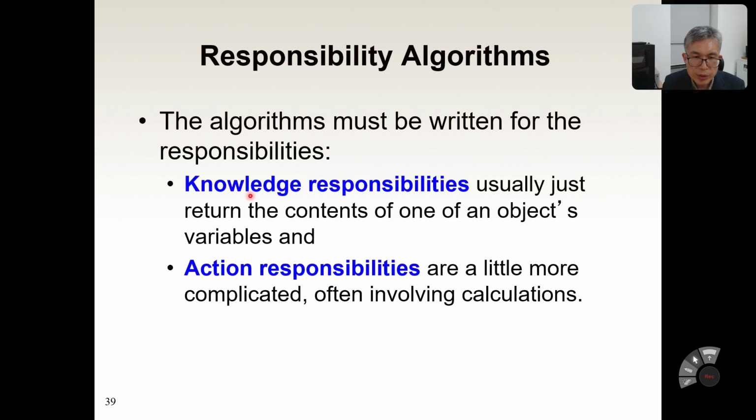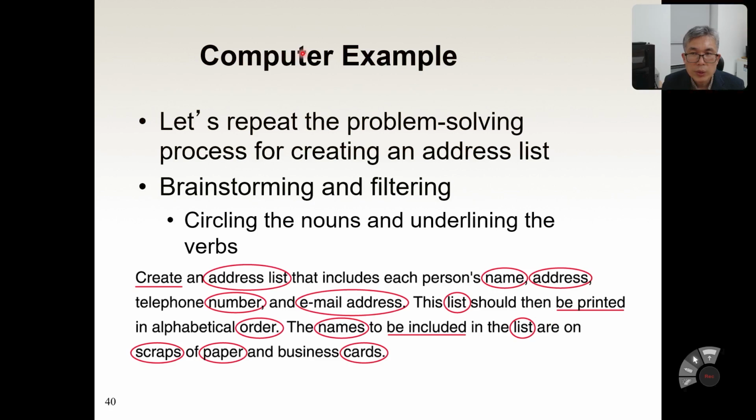The first one, knowledge responsibilities, usually just return the content of one of an object's variables. So the variable's value is returned. And action responsibilities are a little more complicated, often involving some calculations. So let's take a look at a computer example. Let's repeat the problem solving process to figure out a solution for creating an address list.